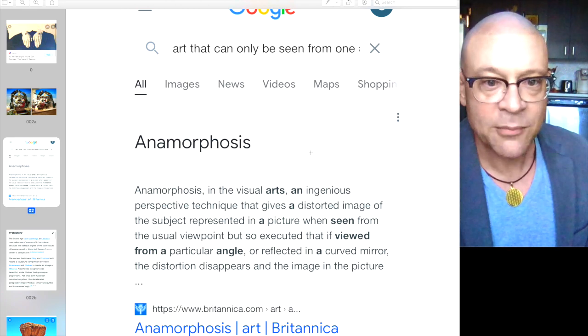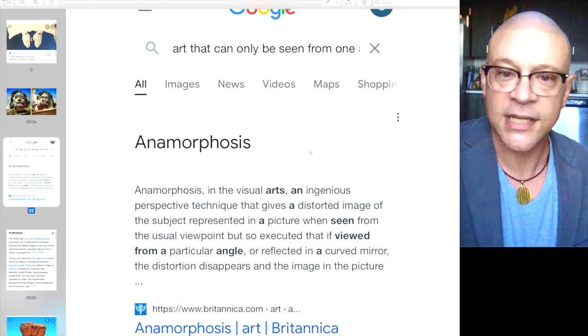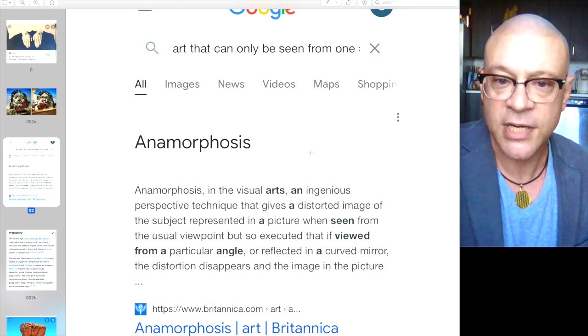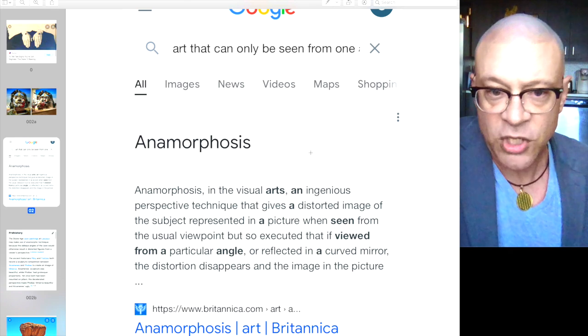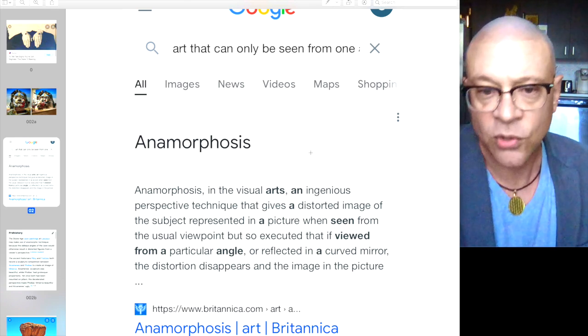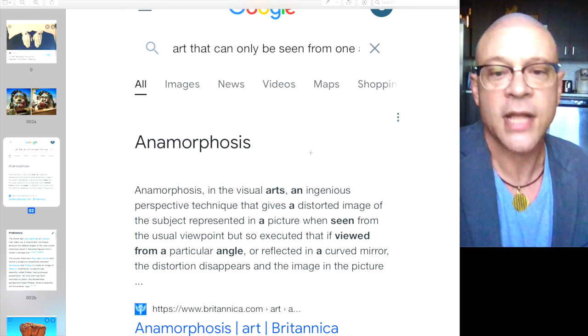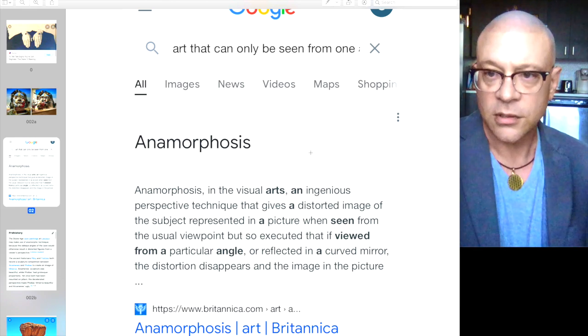anamorphosis. Anamorphosis in the visual arts: an ingenious perspective technique that gives a distorted image of the subject represented in a picture when seen from the usual viewpoint, but so executed that if viewed from a particular angle or reflected in a curved mirror, the distortion disappears and the image in the picture appears.